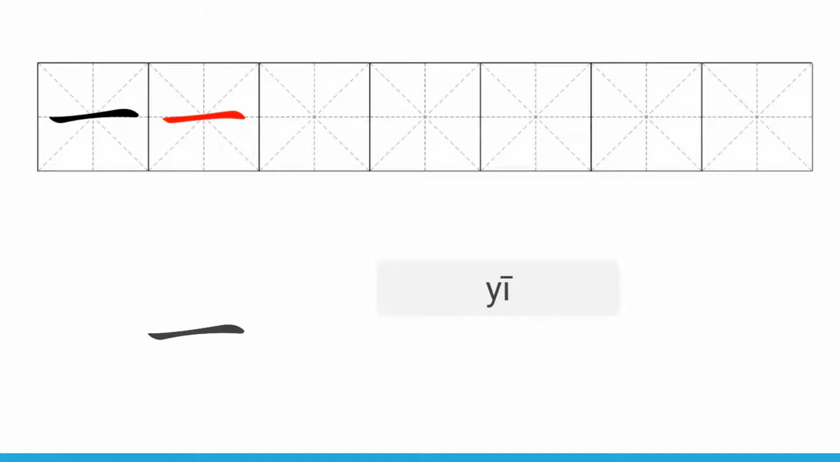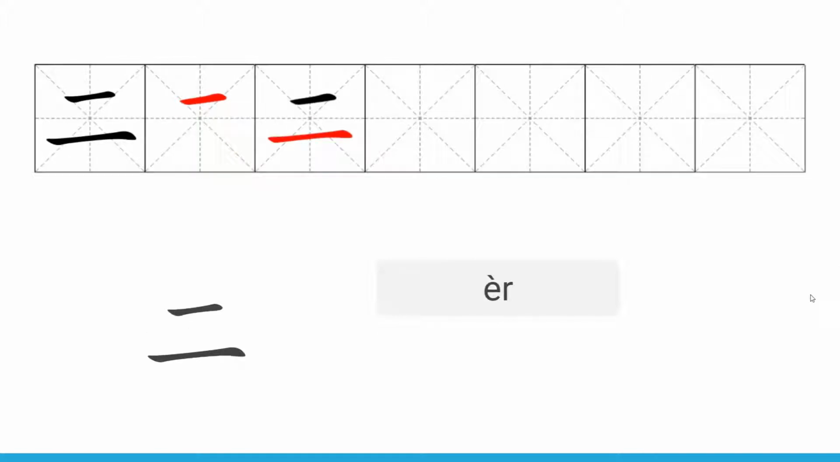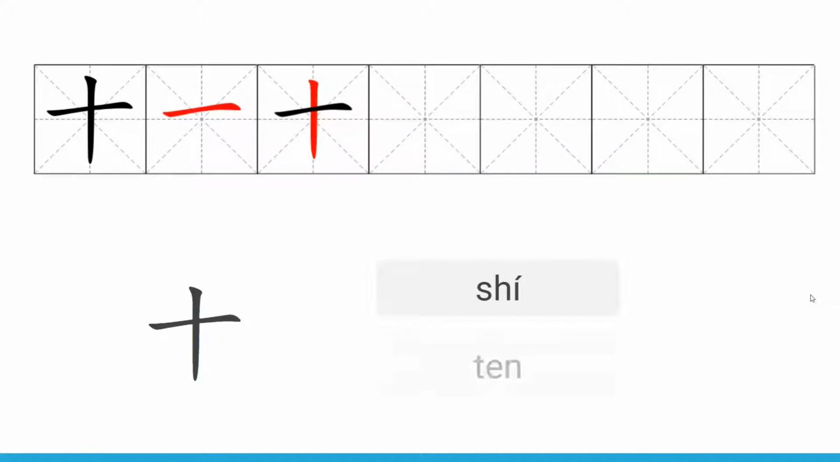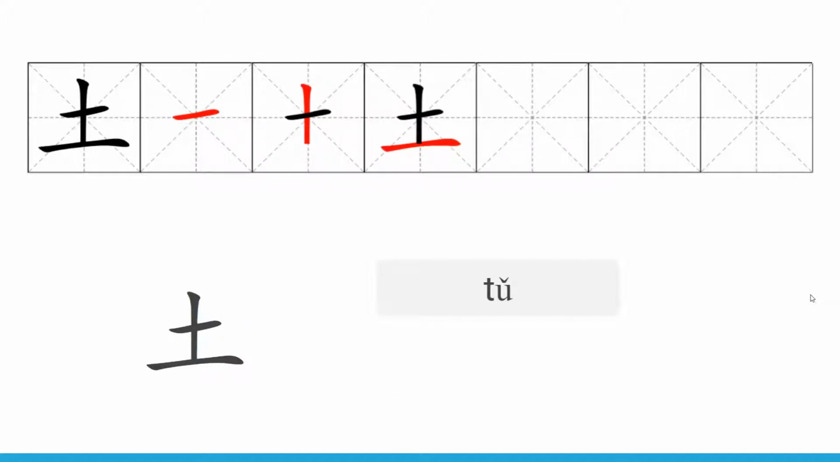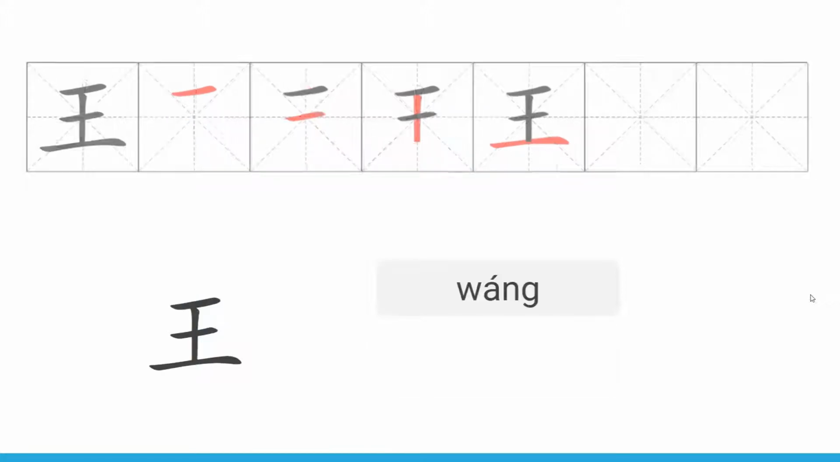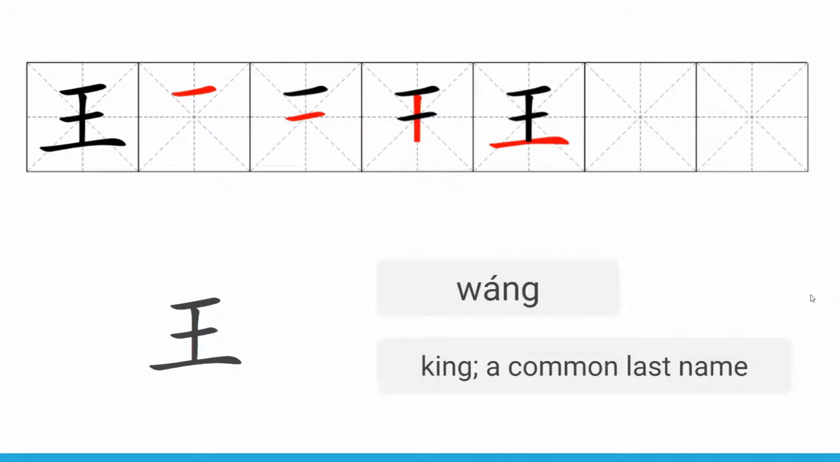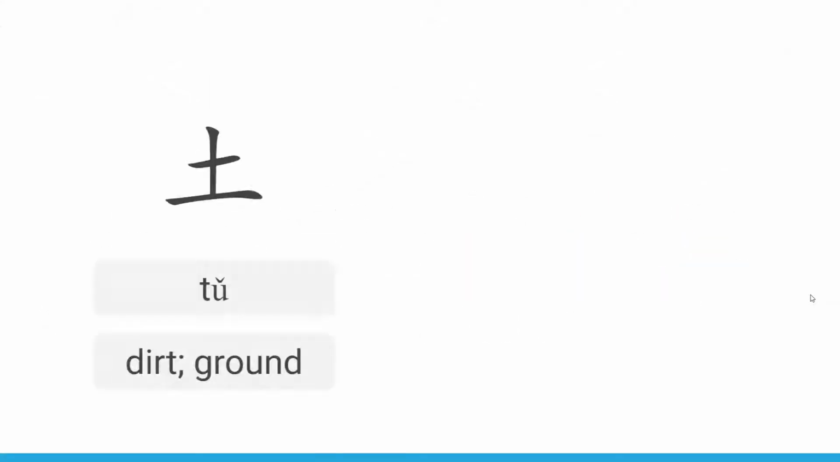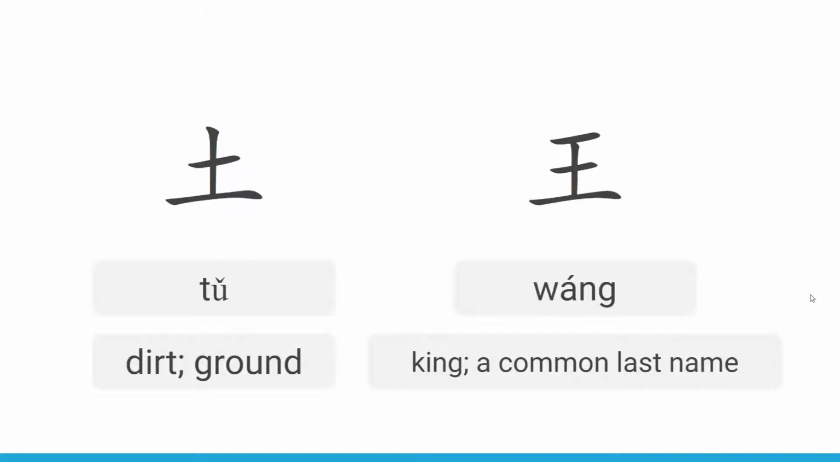So far, we have learned 6 characters. They are 一、二、三、十、土、王. Out of the 6 characters, only 2 of them have multiple meanings depending on the context. 土 can mean dirt or ground. 王 can mean king or a common last name.